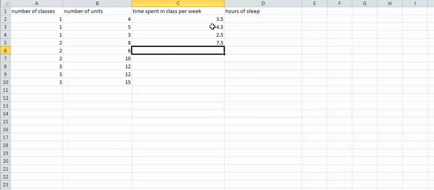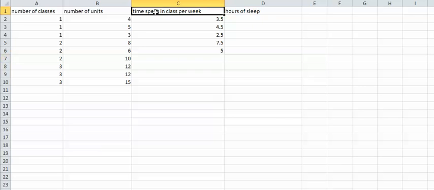But maybe, what if we have a person who doesn't always arrive on time? What if they arrive 1 hour late to each class? Even though this person is taking 6 units, they might only be in class 5 hours a week if they don't always come on time. So if we're talking about the actual time spent in class and not the time that they're supposed to be spending in class, some people might have some different answers.